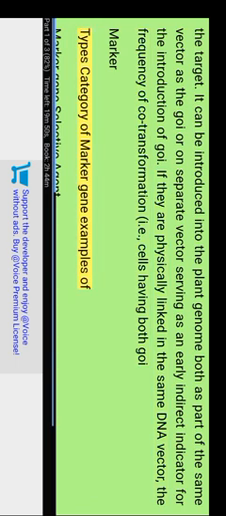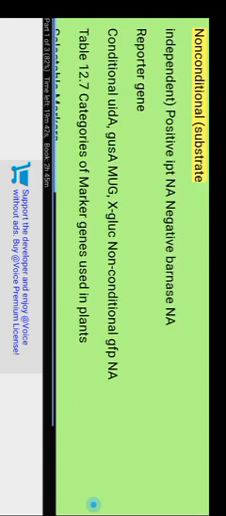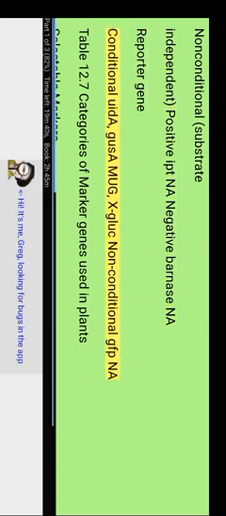Table 12.7, categories of marker genes used in plants. Types: category of marker gene, examples of marker gene, selective agent. Selectable marker gene. Conditional, substrate dependent, positive: NPTII, neo, kanamycin antibiotic. HPT, HPH, hygromycin antibiotic. Bar, phosphinothricin, herbicide. Mannose, non-toxic. Negative: codA, 5-fluorocytosine, antifungal. Both positive and negative: DAO1, D-amino acid oxidase, non-toxic. Non-conditional, substrate independent, positive: IPT. Negative: barnase. Reporter gene. Conditional: GUS, AMU, X-Gluc. Non-conditional: GFP.